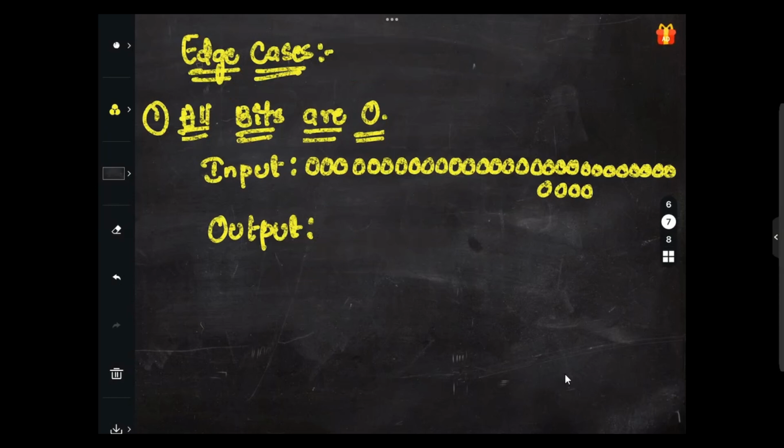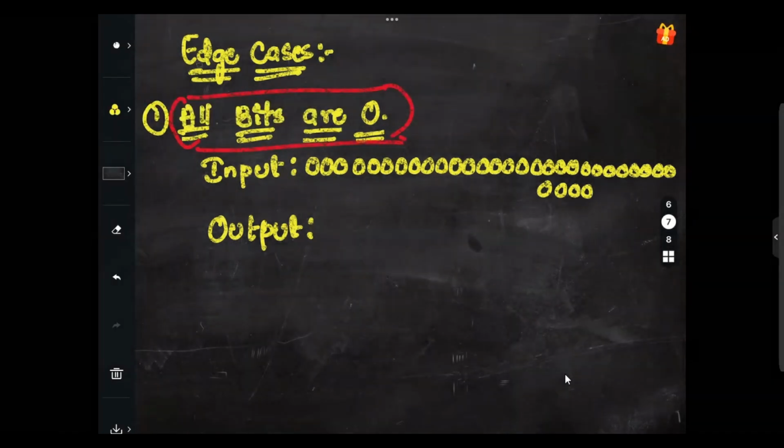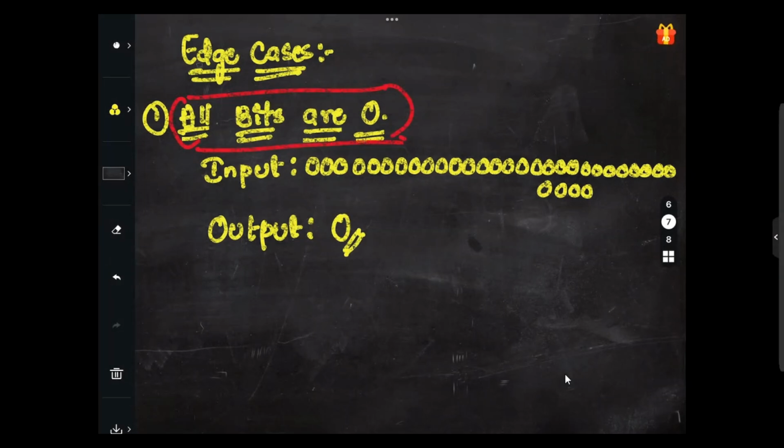Now let's discuss the edge cases one by one. The first edge case is when all bits are 0. The output will be 0 in this case. Reversing all zeros still results in 0 itself. So the output will be 0, right? This is for the condition all bits are 0.